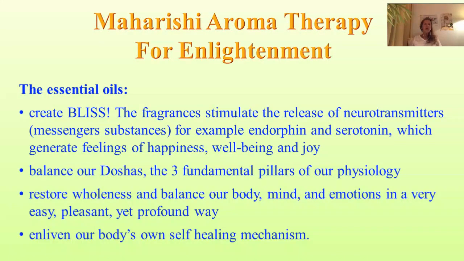The essential oils that we use, they create bliss. And we have just seen that in order to have a strong immune system, we need ojas. And ojas is that quality of bliss. And the essential oils, this is what they do. The fragrances stimulate the release of neurotransmitters, some messenger substances. For example, endorphin and serotonin, which generate feelings of happiness, well-being, and joy.